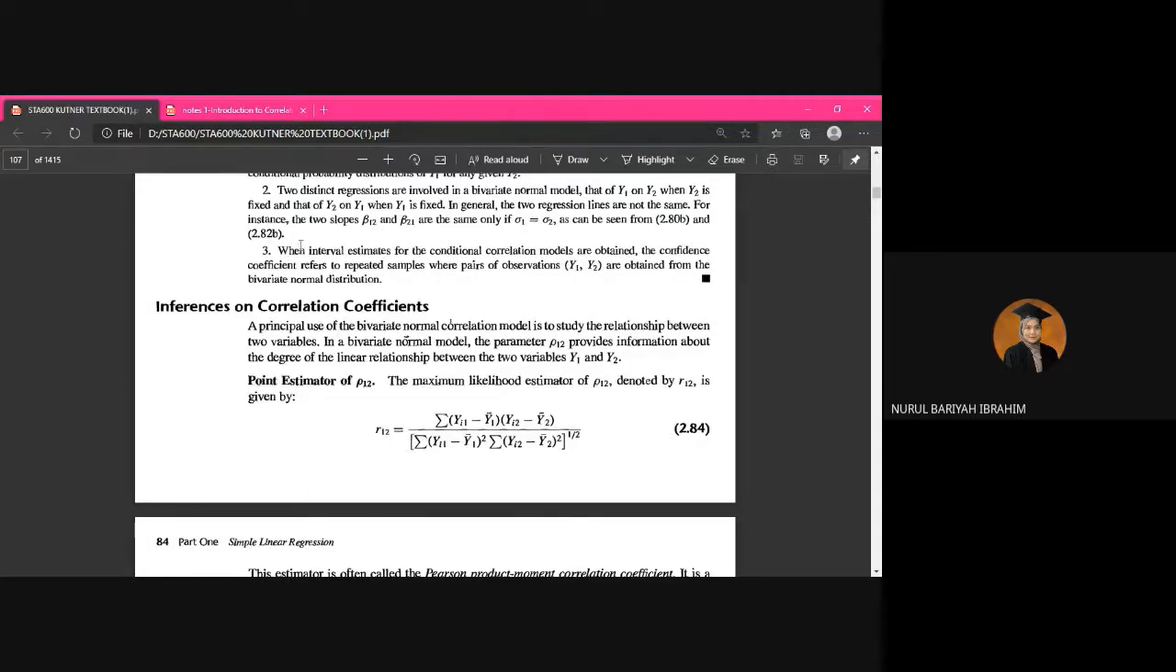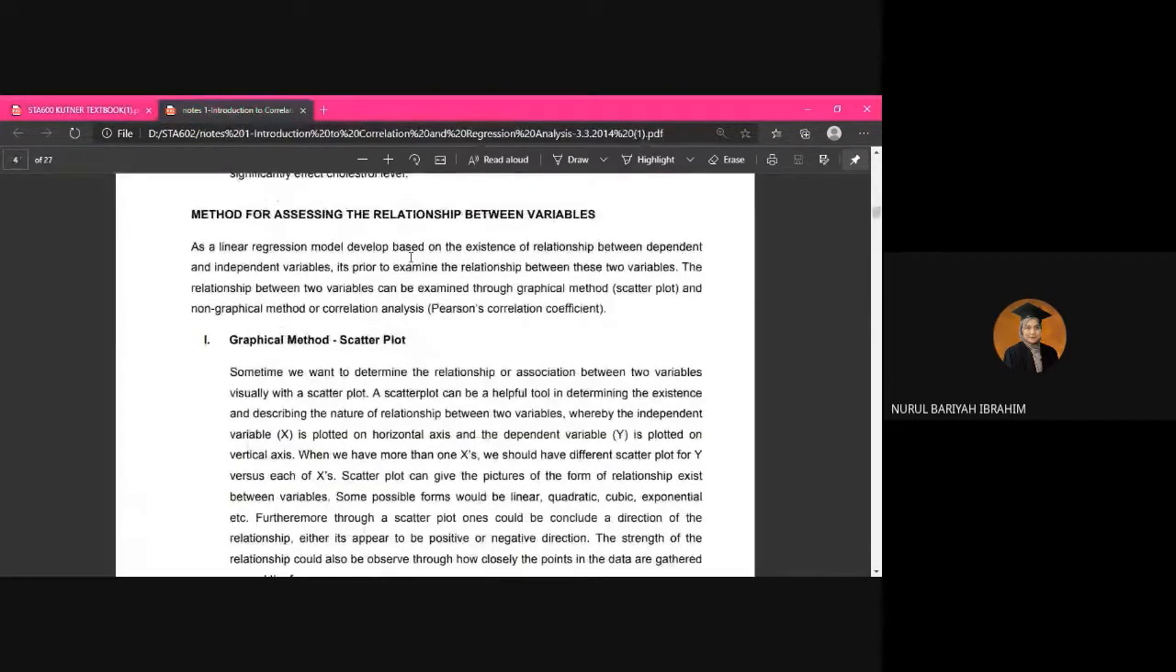Okay, so as we know, before we conduct the correlation analysis, first of all, you need to check whether there is a linear relationship between your independent variable and dependent variable. So we have two steps to check for the relationship between the variables, which is using the scatter plot, and also we can use the Pearson correlation coefficient test.